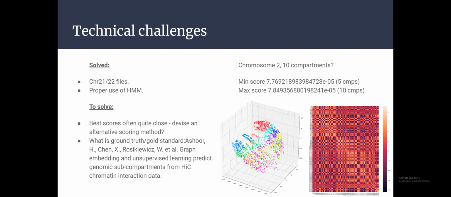And also maybe it would be worth looking into some other scoring method, just to have more confidence in our conclusions.